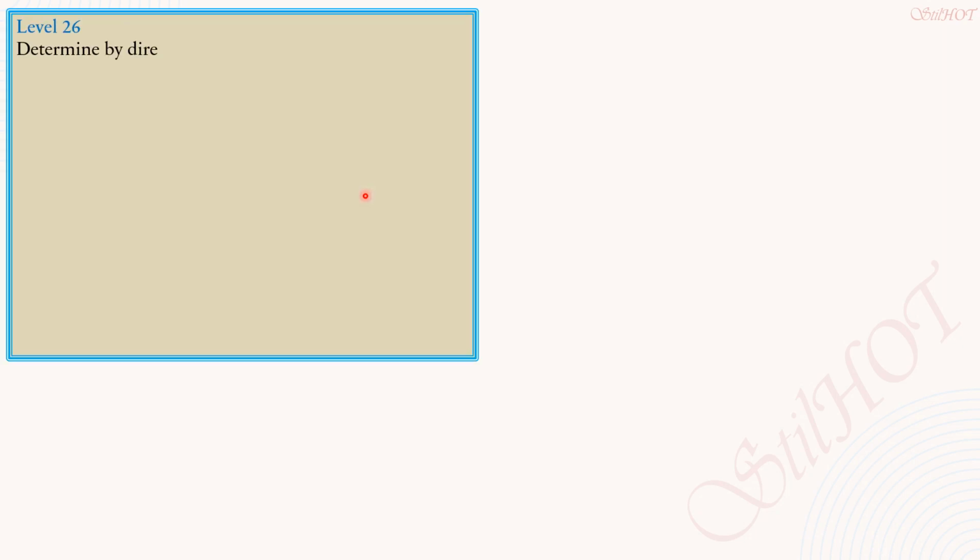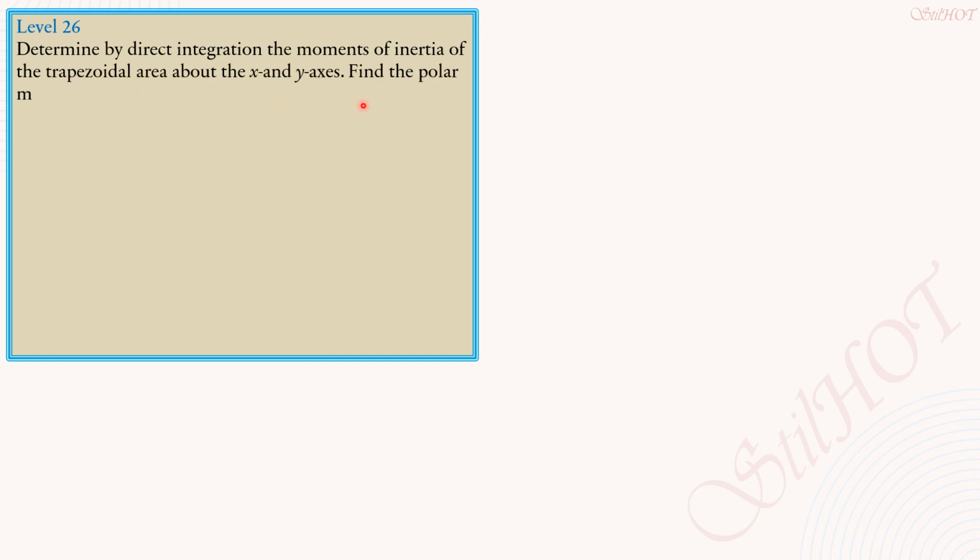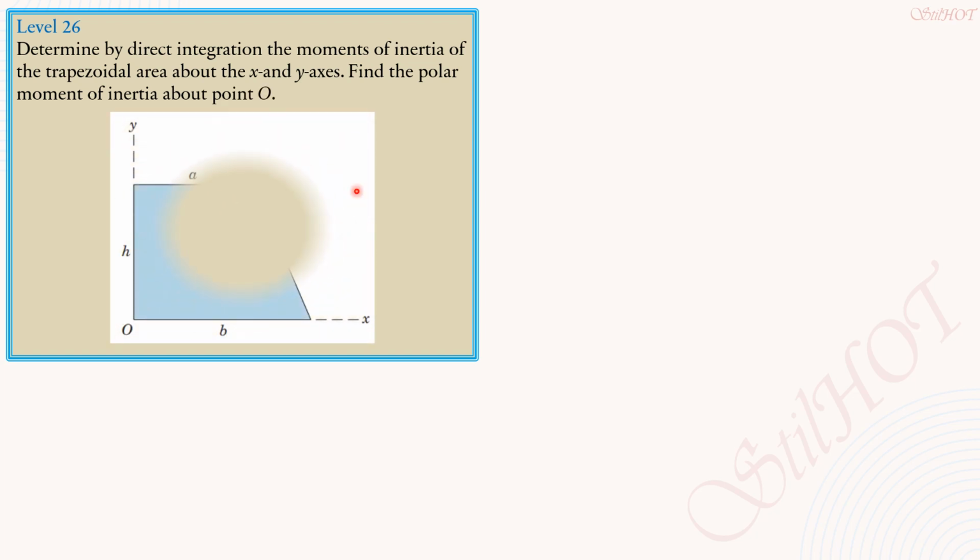Level 26, determined by direct integration the moments of inertia of the trapezoidal area about the x and y axis. Find the polar moment of inertia about point O. So here is the given figure, which is a trapezoid. For our solution, let's have a horizontal strip so that we only have one strip, one integral, and the thickness is dy as shown, and the distance of the strip from the x-axis is y.